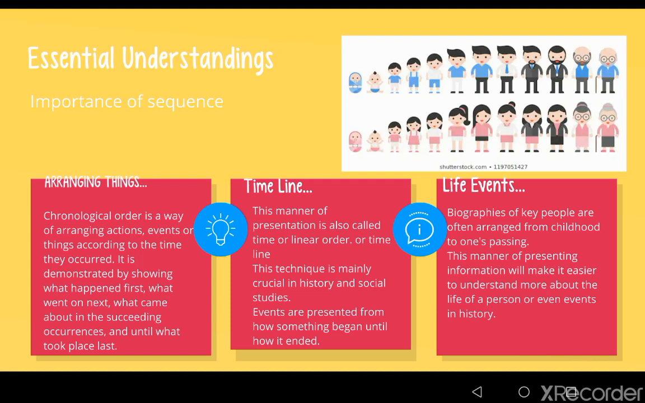This technique is mainly crucial in history and social studies because events are presented from how something began until how it ended. And the other one is life events, which we're going to see more in biographies of key people, often arranged from childhood to one's passing. In this way we can know the timeline of the life events of a person since he or she was born until she or he died.